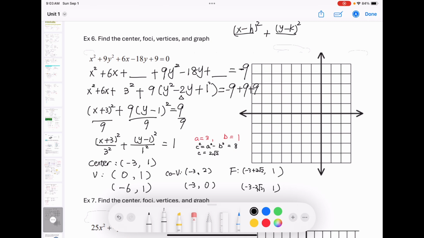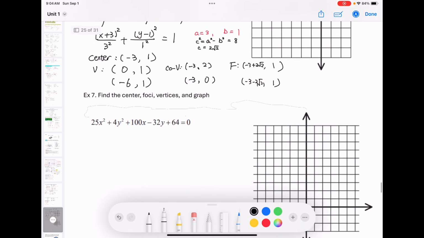Okay, we have all of the information. Let's graph it. First, the center is -3, 1, here. Second, vertices 0, 1 and -6, 1. And the co-vertices is -3, 2 and -3, 0. Now I can find the outline of my ellipse. For example, this is my ellipse. The foci, they are here and here. So we're done.